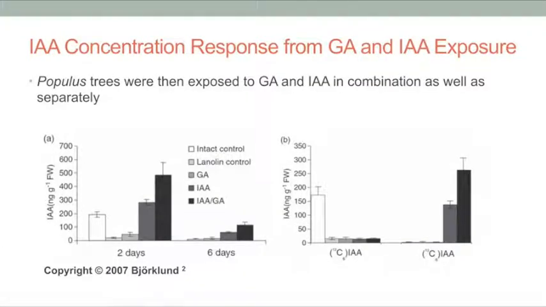Researchers sought to examine the difference in gibberellin and indole acetic acid effects, along with the effects of combining them. Populus trees were fed varying combinations of hormones over a period of 6 days. Indole acetic acid concentrations were shown to decrease significantly by 6 days for all trials. However, the indole acetic acid concentration was maintained for a longer period of time when both indole acetic acid and gibberellin were applied to the tree.